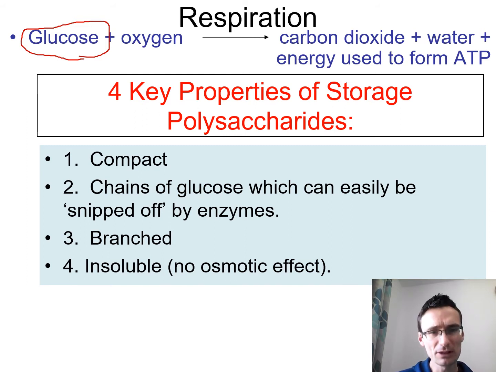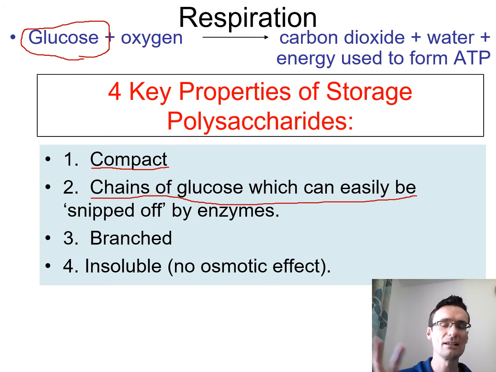So storage polysaccharides have to have the following characteristics. They are all compact, which means they can store a huge amount of glucose in a very small space to give you that energy store as and when you need it. They are in chains, and the long chains mean you can hold lots of glucose in there, and it means the glucose can easily be snipped off by an enzyme, so it can be grabbed hold of very quickly.